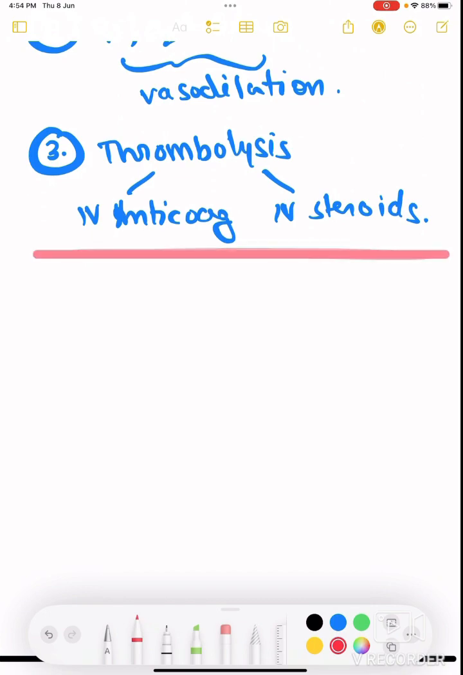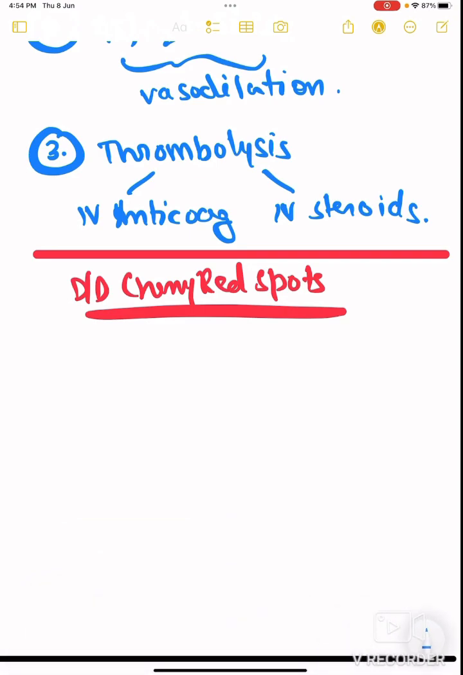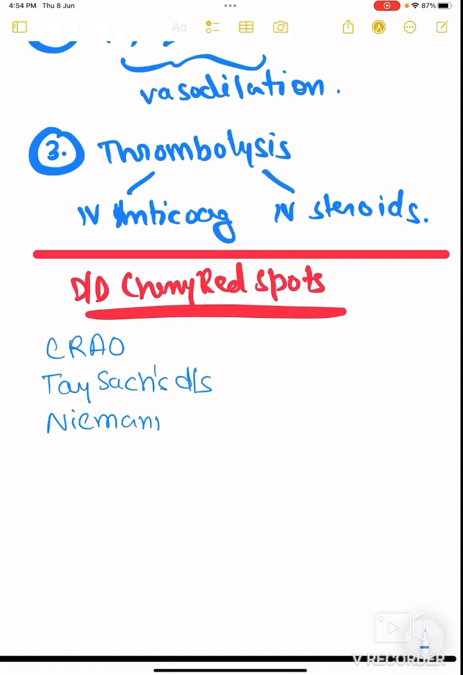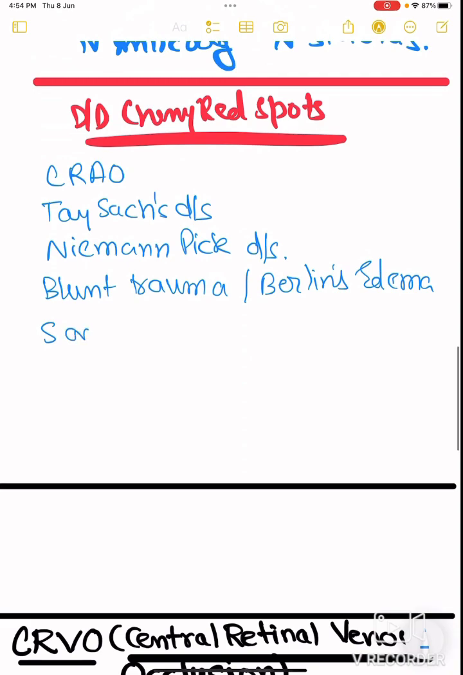What are the causes of cherry red spot? What are the DD of cherry red spot? The DD of cherry red spot is central retinal arterial occlusion, Tay-Sachs disease, Niemann-Pick disease, blunt trauma or Berlin's edema, and Sandhoff's disease.